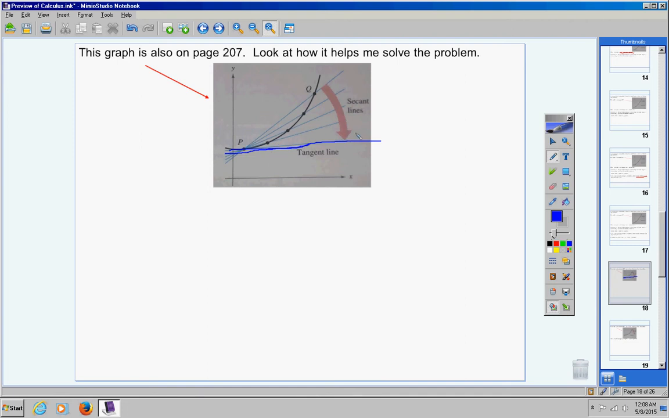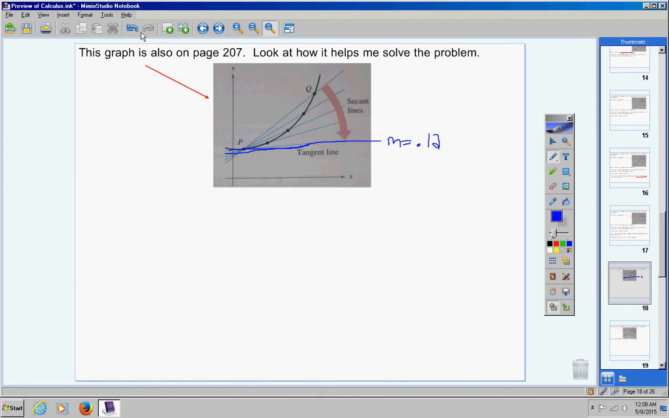0.129, 0.128, 0.127. So we can see we're getting closer and closer to 0.12. I just made that up, okay? So it would be a good estimation to say that the slope of that line right there is maybe 0.12. Okay, I just made that up.